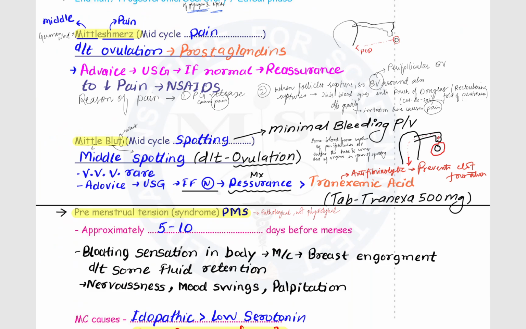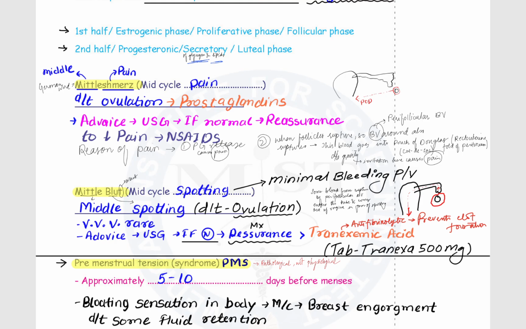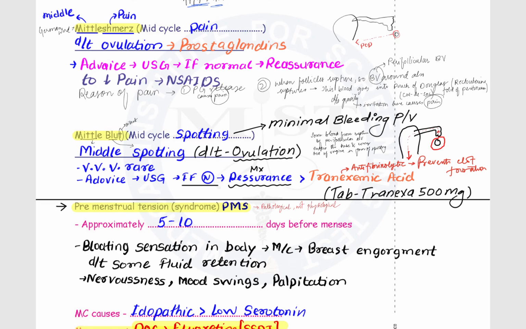Now we have premenstrual tension or premenstrual syndrome. This is now a pathological condition. The Mittelschmerz and Mittelblue were physiological conditions. Now this is a pathological condition, which is premenstrual tension or syndrome, PMS. It occurs approximately 5 to 10 days before menses. Now what happens in this is there is a bloating sensation in the body. Most commonly breast engorgement happens. Why does this happen? Due to some fluid retention.